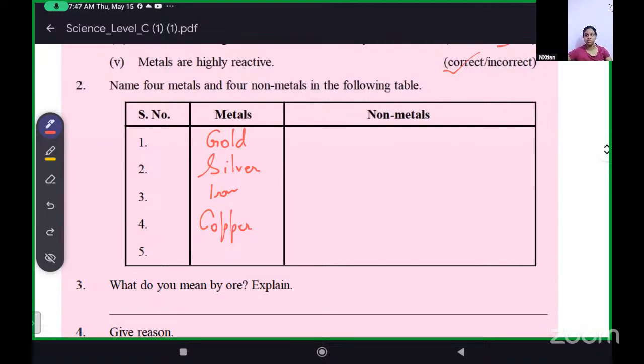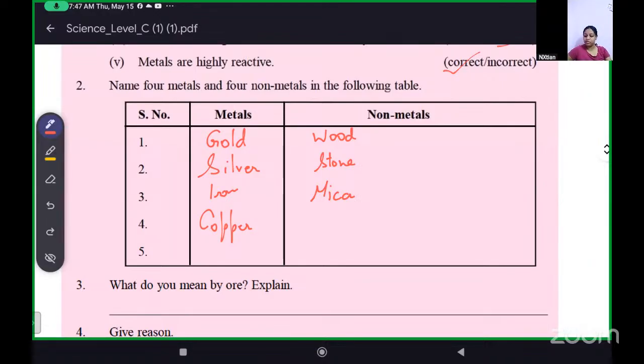Wood, stone, chair, and table. Say again. Ma'am, I think she said chair and table. Okay.